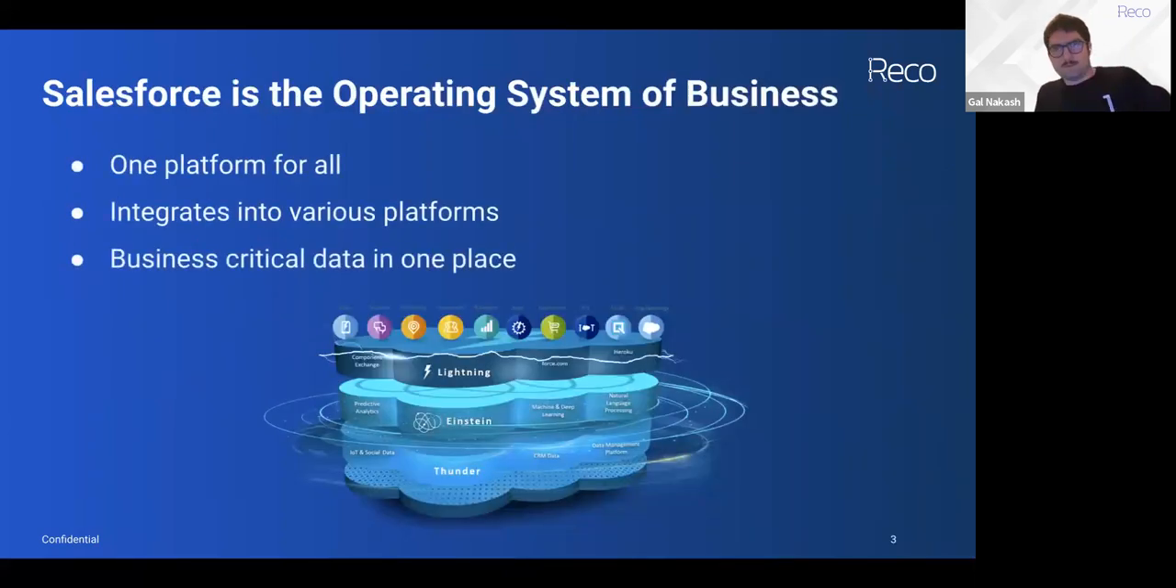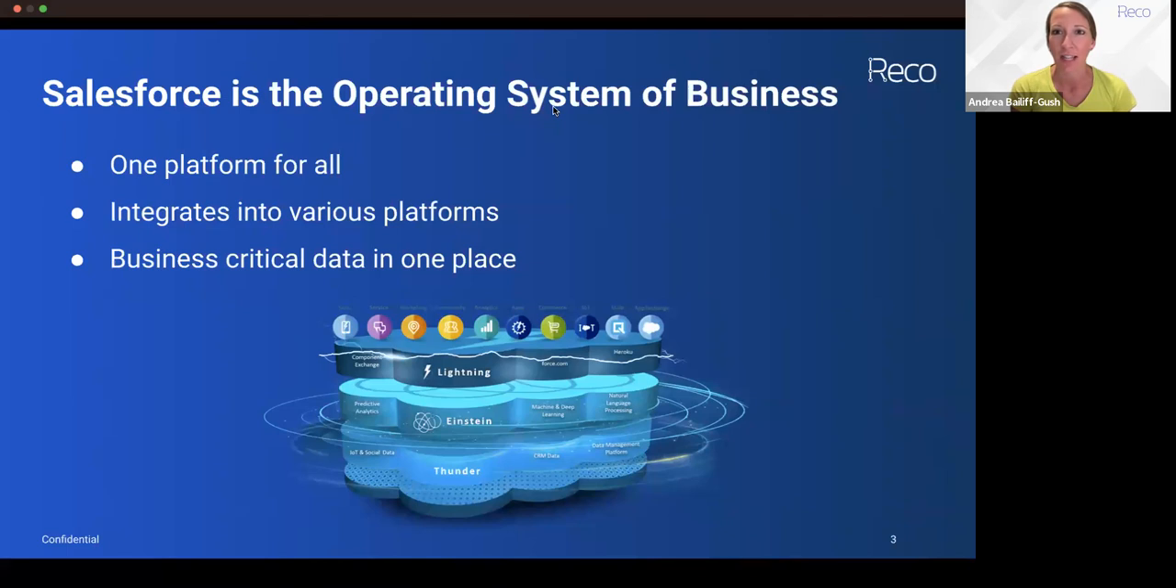Salesforce. Great, thank you. Salesforce really is the operating system, or OS, of business. The reason why we're focusing on Salesforce when talking about SaaS applications and SaaS security is that Salesforce is very business critical and most organizations utilize it. So it's just a great example for us to use today to describe the power of SaaS security.